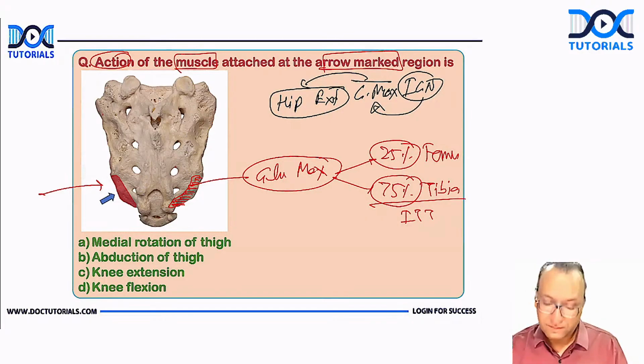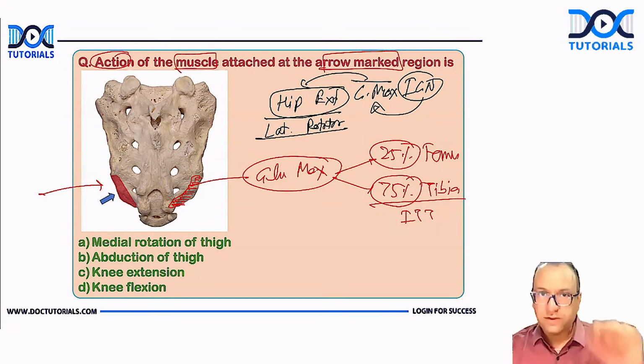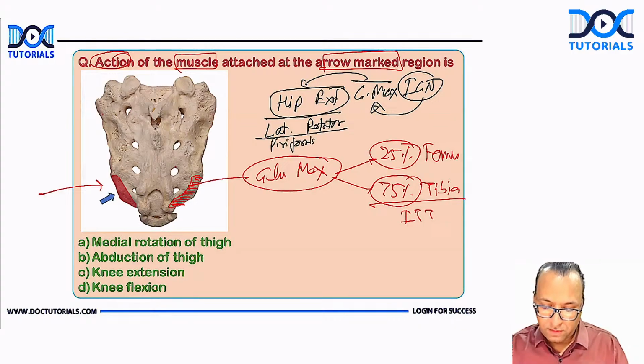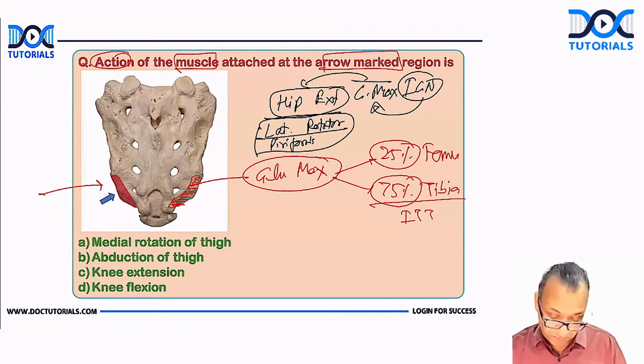Look at Gray's Anatomy then. It says it is also working like a lateral rotator with the deep muscles which are deep to it, like piriformis. So it will be working with piriformis as a lateral rotator. And if it is not given, it is not given. In this question, it is not given.